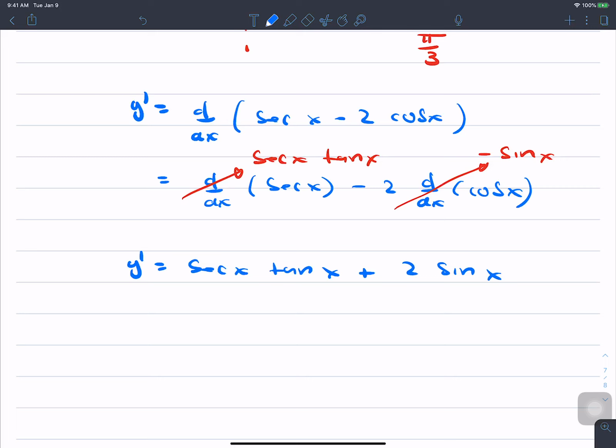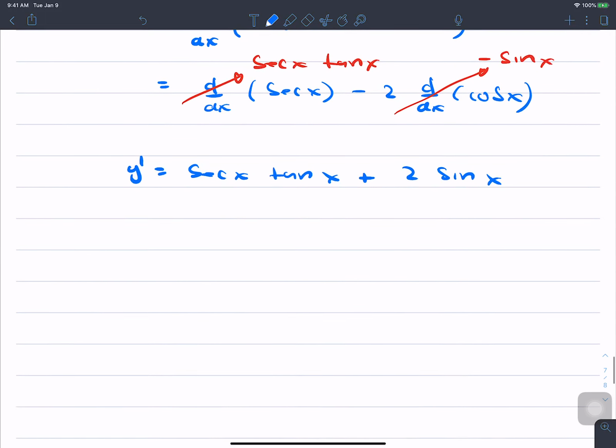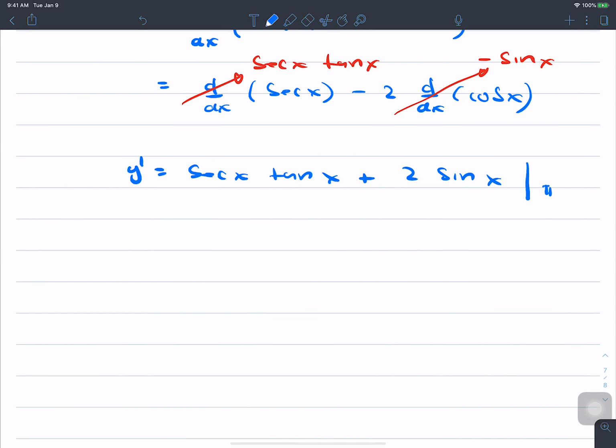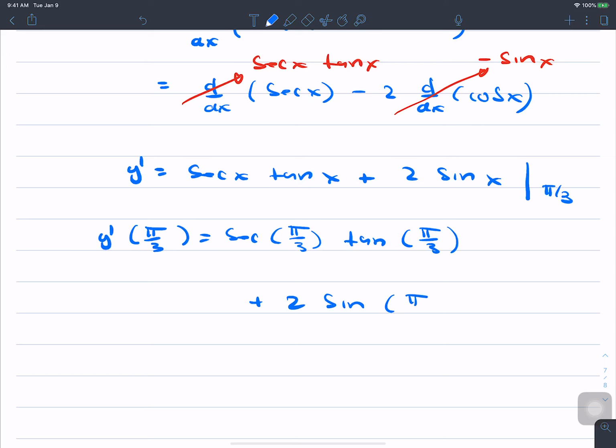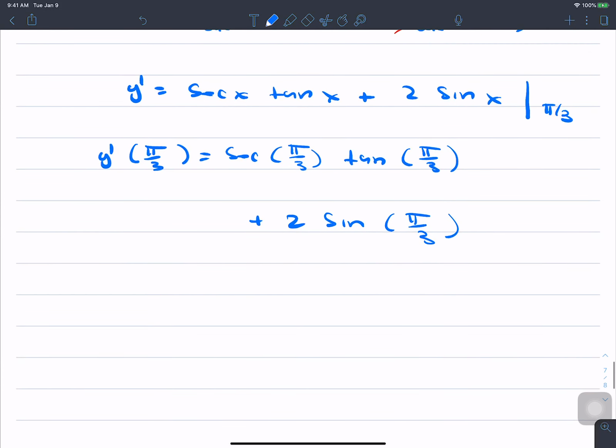Okay, so double check this. And now we have to find what that is at pi over 3. So you get y prime of pi over 3 is secant pi over 3 tangent pi over 3 plus 2 sine of pi over 3. We need to know what this is.